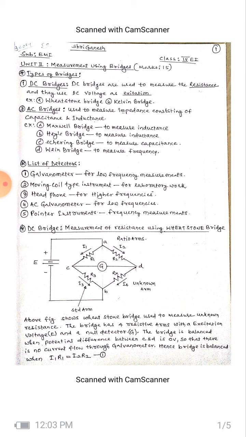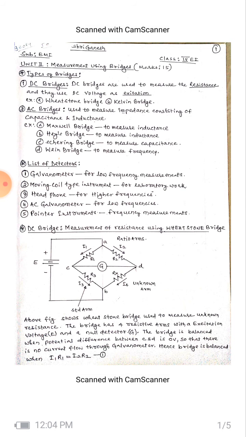Next we are going to discuss the different types of detectors used in the bridges. There are 5 types. The first one is galvanometers, which are used for low frequency measurements. The second one is moving coil type instruments, used for laboratory work. The third one is headphones, used for higher frequencies. The next one is the AC galvanometer, used for low frequencies. And the pointer instrument is used for frequency measurement.